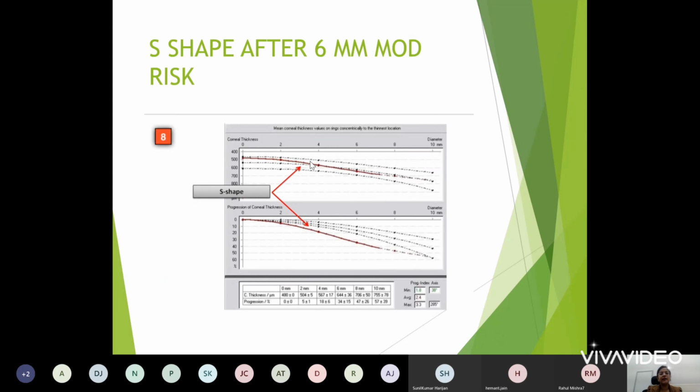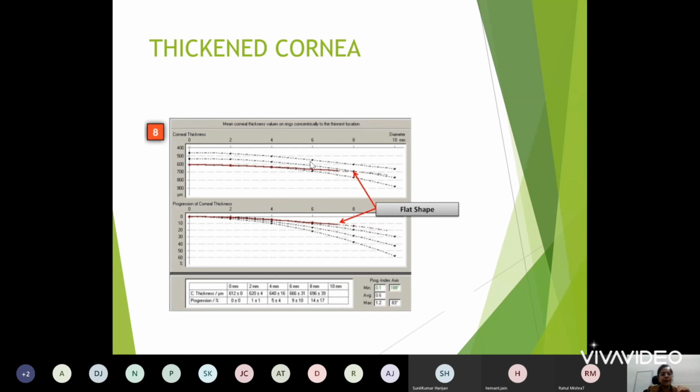Coming to the corneal thickness spatial profile, it describes the change in the thickness from the thinnest location to the corneal periphery. The curve should follow the dotted line. If it leaves before 6 mm, it is high risk, and if it leaves after 6 mm, it is moderate risk. So I'll show you more examples of this.